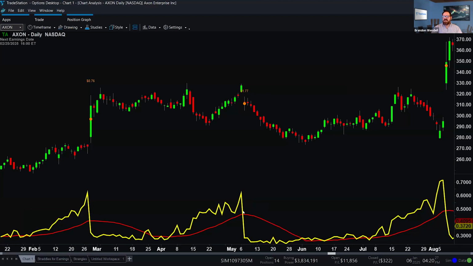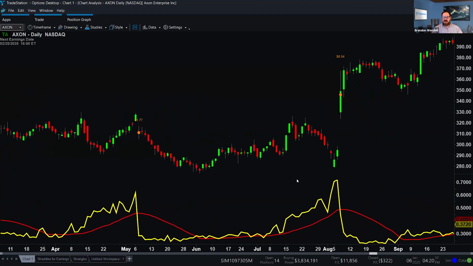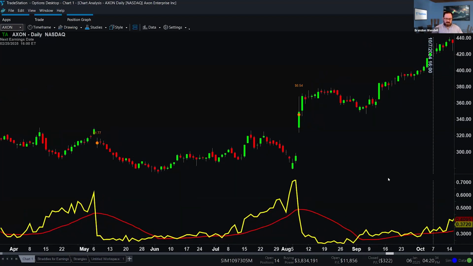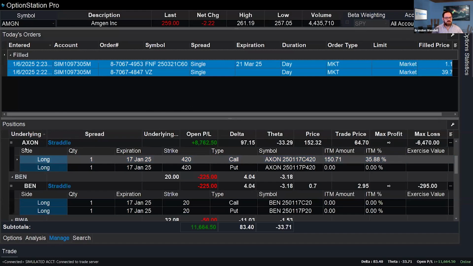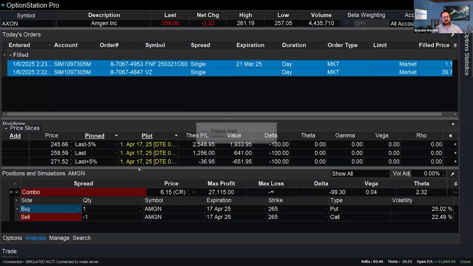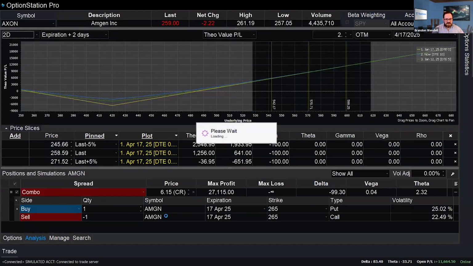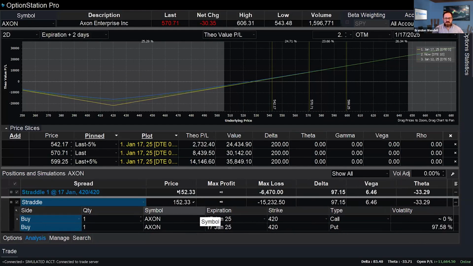Can I plot the cumulative theta decay versus the premium paid? No, I don't think I can, honestly. Yeah, I mean, I can do it on an upcoming one, but not on the current position that I have. If I go back to my positions here, again, if I go to AXON and analyze duplicate, there it is, AXON. You get rid of the others that are sitting here for some reason. There we go. And this is the straddle right here.